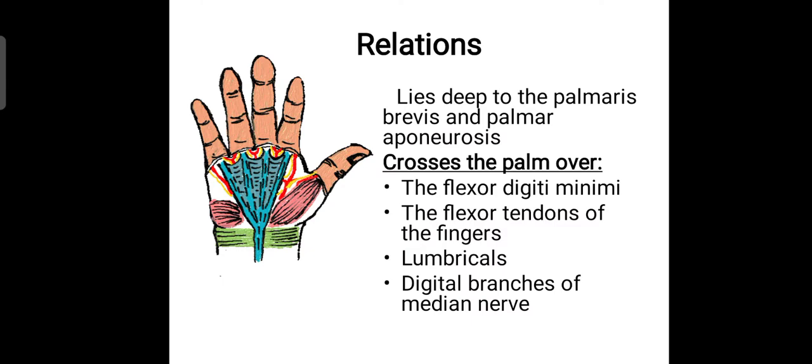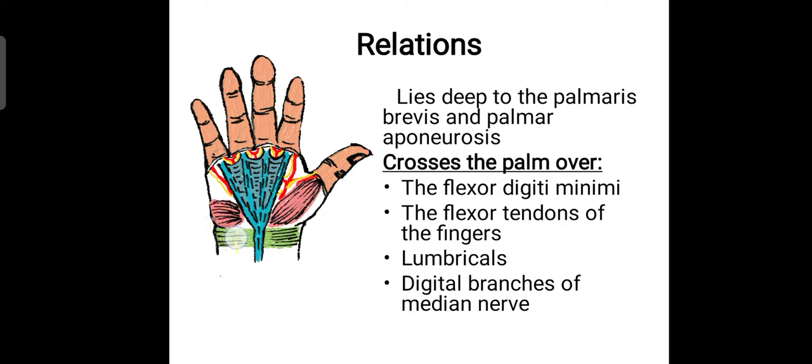So let's see the relations of the superficial palmar arch. Obviously it lies deep to the palmar aponeurosis. So the superior or outer relation will be the palmar aponeurosis, and along with that there is another relation. In this diagram you can see one small muscle called the palmaris brevis.